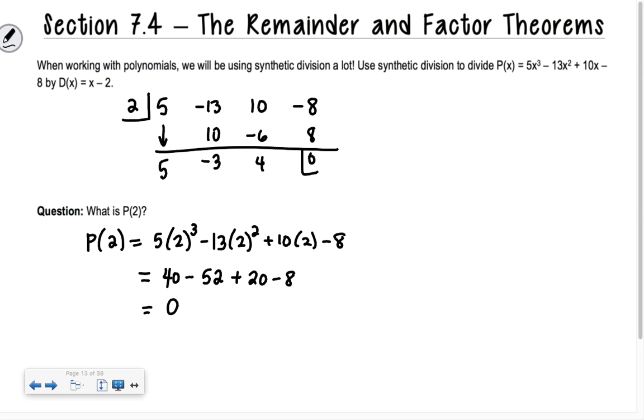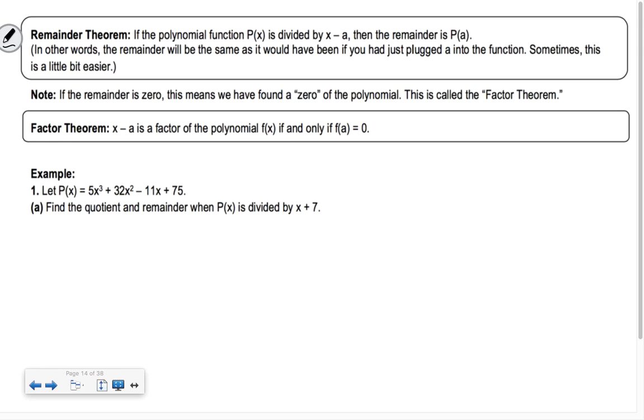So there's a little shortcut. If you do synthetic division, it gives you the value of f of 5, f of 2, f of 7, if you put 5, 2, or 7 in the backwards cell. So this right here is the same as p of 2. Isn't that weird? The remainder is the same as if you had plugged it in. That's what it says: if the polynomial function p of x is divided by x minus a, then the remainder is the same as p of a.